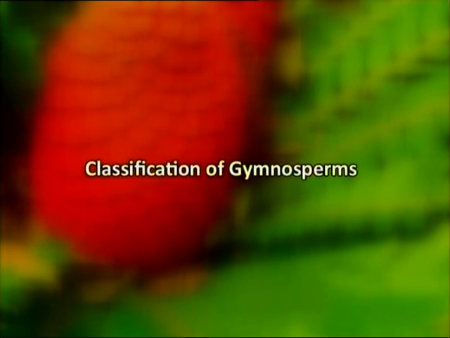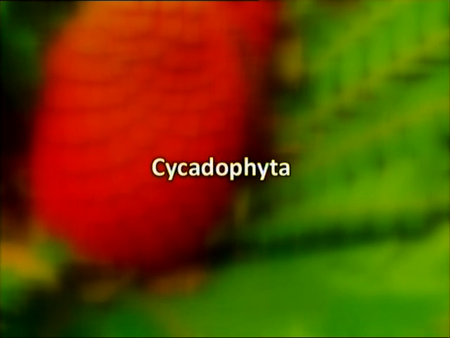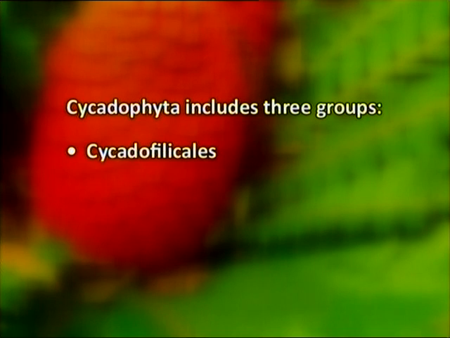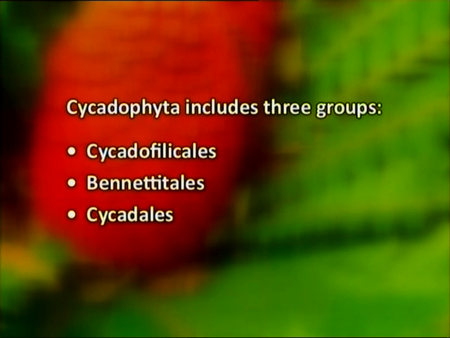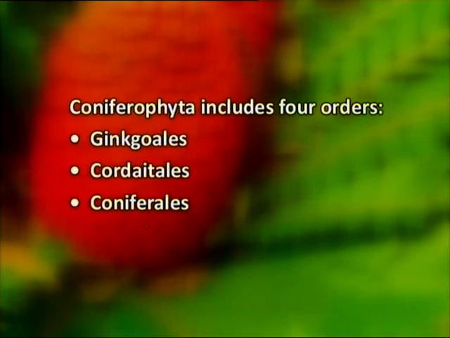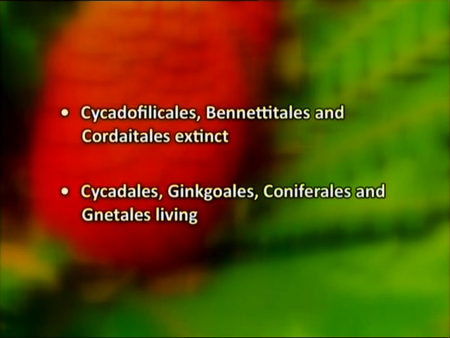Now the classification of gymnosperms. Chamberlain in 1934 divided the gymnosperms into two large groups. Number 1, Cycadophyta. In this group, sporophylls are in cones. It includes three groups: Cycadofilicales, Bennettitales and Cycadales. Number 2 is Coniferophyta. This group includes four orders: Ginkgoales, Cordaitales, Coniferales and Gnetales. Of these, Cycadofilicales, Bennettitales and Cordaitales are totally extinct. Cycadales, Ginkgoales, Coniferales and Gnetales are living.